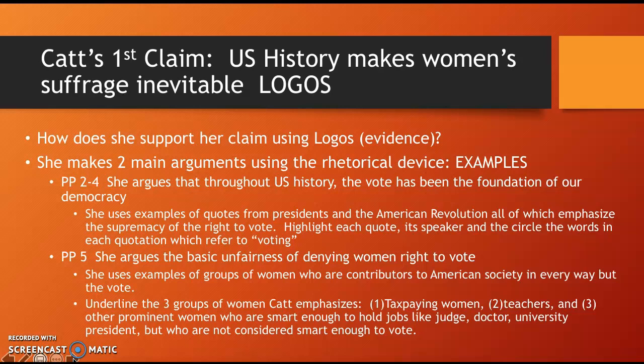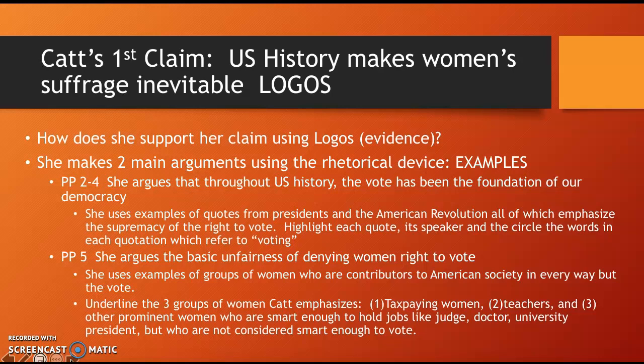Hopefully, when you look back at quoted sections, you circled representation out of the first quote, out of the second one, consent, out of Abraham Lincoln's by the people, and out of Woodrow Wilson's voice. Now in paragraph 5, Catt argues the basic unfairness of denying women the right to vote.